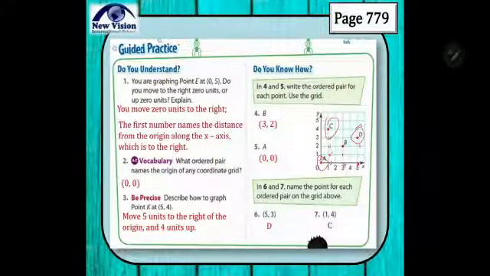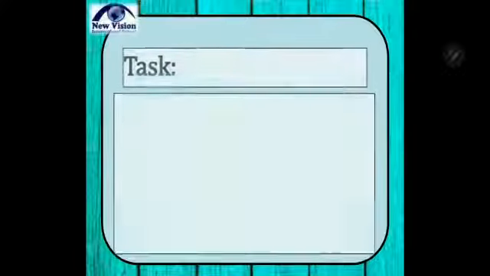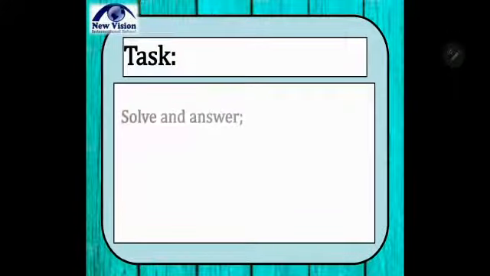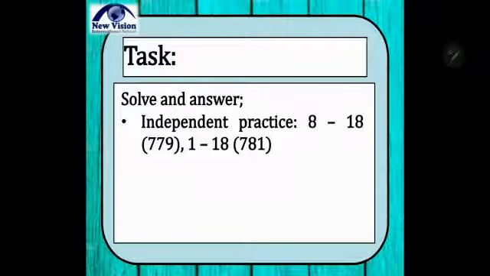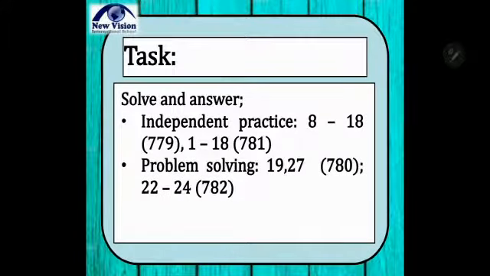So did you understand how to plot the points and name the points in the coordinate grid? Okay, very good. So now it's time to do your independent task. Please answer independent practice item numbers 8 to 18, page 779, and item numbers 1 to 18, page 781. And the problem solving item numbers 19 and 27, page 780, and numbers 22 to 24, page 782. We will check your answers in the next part of our video. See you. Bye.